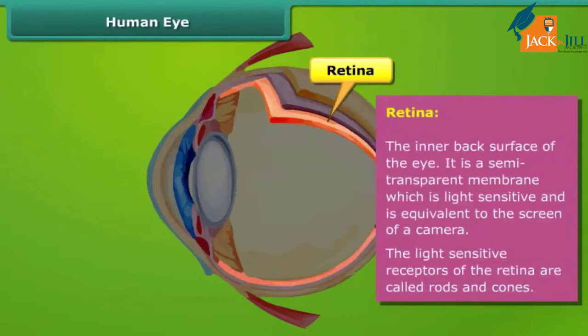Retina. Retina is a light-sensitive tissue that lines the back of the eye. It is a semi-transparent membrane and is equivalent to the screen of a camera. The eye lens forms an inverted and real image of the object on the retina. The light-sensitive receptors of the retina are called rods and cones.